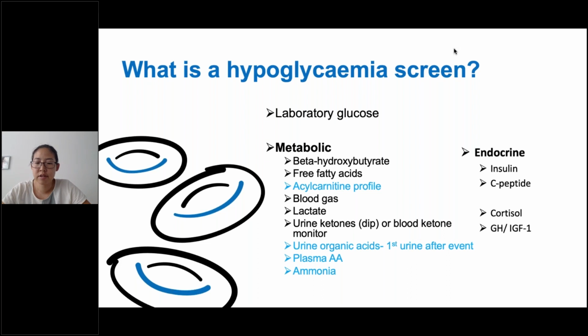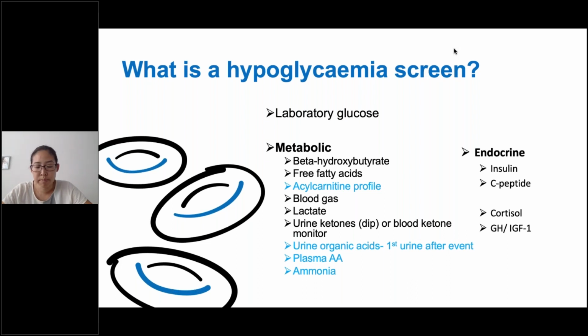Urine organic acids should be the first urine after the event itself, and that can give you an idea of whether there's a fatty acid oxidation defect. Are we talking about an organic acidemia as well that can present with hypoglycemia? And plasma amino acids, followed by ammonia. The reason ammonia is up as well is because if you're looking for a fatty acid oxidation defect, you can affect the liver, and then the liver is not happy. It's your main source of ammonia detoxification.